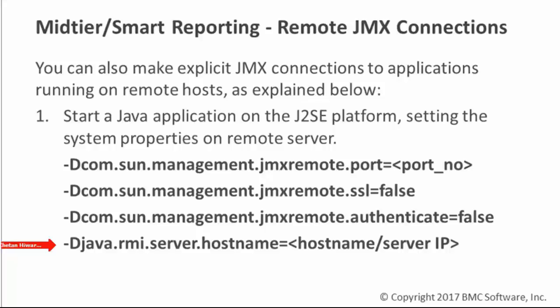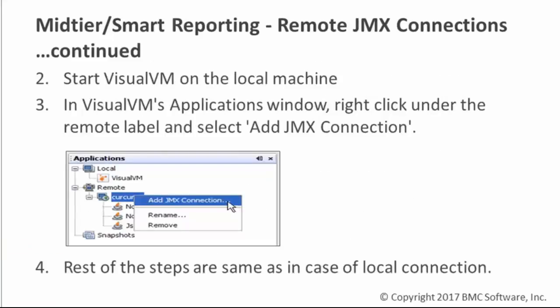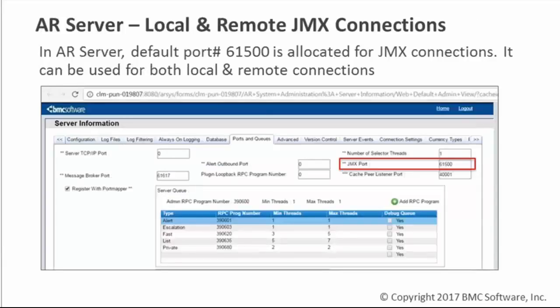So for remote connection, these are the four parameters we need to add as Java options, the JVM arguments, and the rest of the steps are the same. The only difference is that we need to create the connection under the remote label. Just right click on remote and say add JMX connection. So this is how we connect our Midtier or Smart Reporting to Visual VM. Now let me show you how we do it practically.